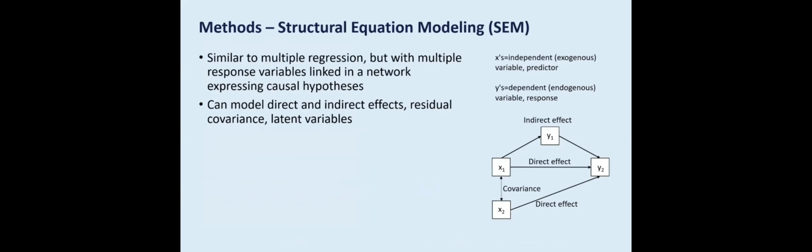The analytical method we chose to use was structural equation modeling, or SEM, also known as path analysis. This method is very similar to multiple regression, but allows for multiple response variables that are linked together in a network, expressing some causal hypothesis about how those variables interact. Using this approach, we can model both direct and indirect effects, as well as residual covariance and latent variables.